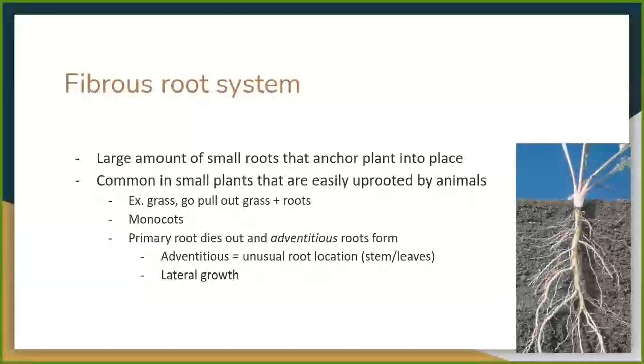An example of a plant with a fibrous root system is grass. They're usually found in monocots, and when the primary root dies out, the roots will form, and the definition for that term, adventitious, is just unusual root locations. They also can exhibit lateral growth.